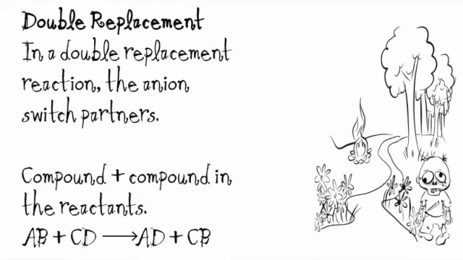In double replacement reactions, the anions switch partners. So you're going to look for a compound and a compound in the reactants. The general equation is AB plus CD yields AD plus CB.